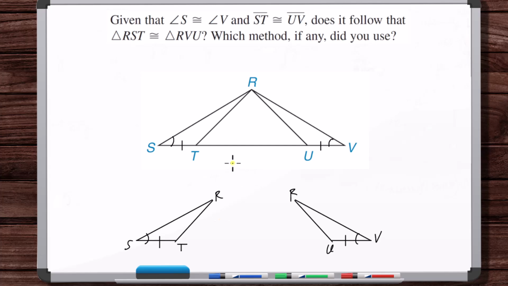What else can we show? If this is all of the information we have, then no, we're not going to be able to show that these two triangles are congruent. We've only got matching side lengths and a matching angle. Visually it looks like these two angles would be the same, but we can't say for sure. So no, without more information, we can't say that triangle RST is congruent to triangle RVU.